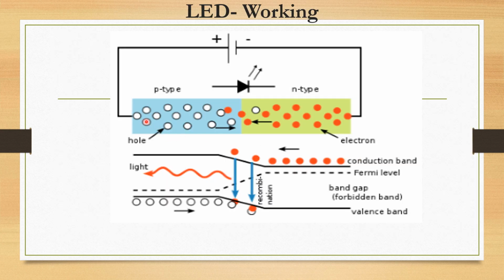You can see that it is forward bias. So the P-type is connected to the positive of the battery, and the N-type is connected to the negative of the battery. You can see this is an energy diagram, and you could see the electrons in the N-type crossing the junction and moving towards the other side, and the holes crossing the junction and moving towards the other side. Then at the junction, the electrons and holes recombine, and you get the emission of light.